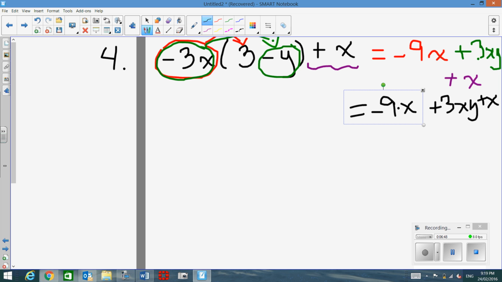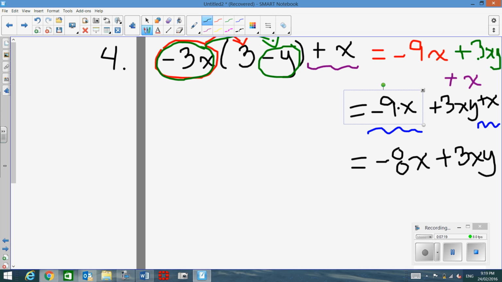So before I leave this question entirely, I'm going to look at it and see if I can actually simplify any further. And I can, because I have negative 9x and I have a like term of positive x. So I'm going to combine my like terms. So negative 9x plus that last x is going to make negative 8x. And then the 3xy is not a like term, so I'm going to leave it as it is.